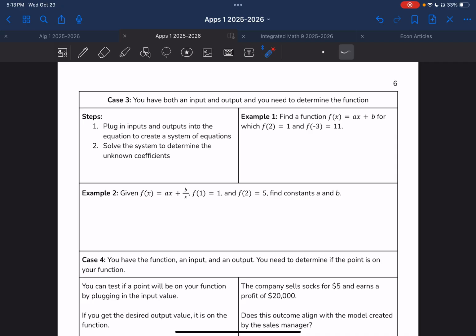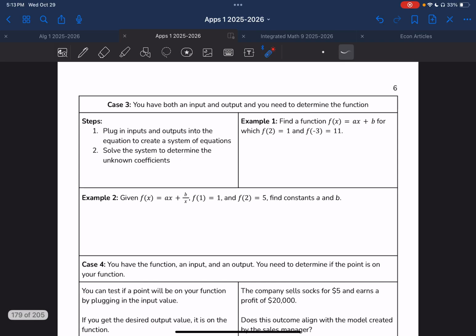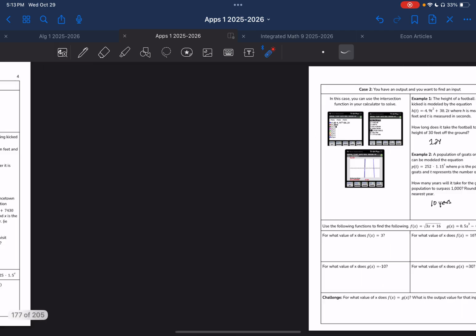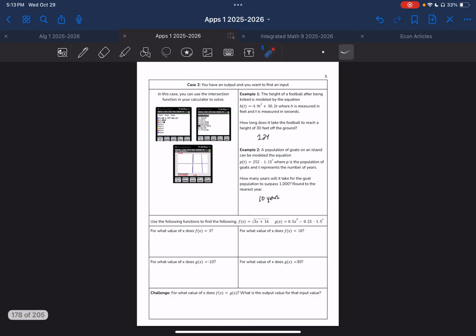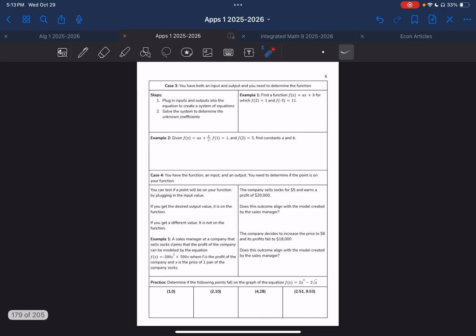And then over here, we have both an input and an output. Sorry, so that was the first. So the first case is you have an input, you need an output. The second case is you have an output, you need to work backwards to get an input, and that's where you use the intersect function.